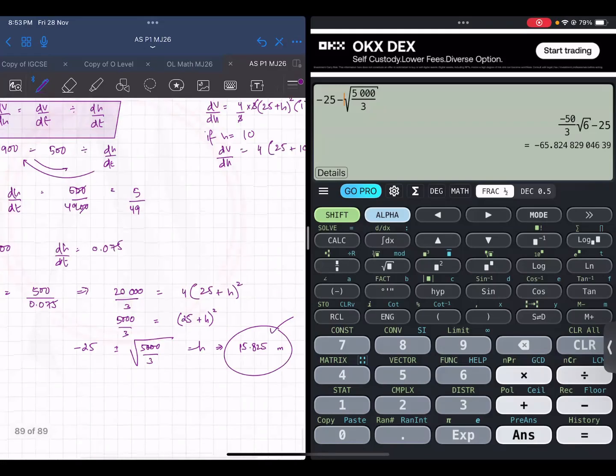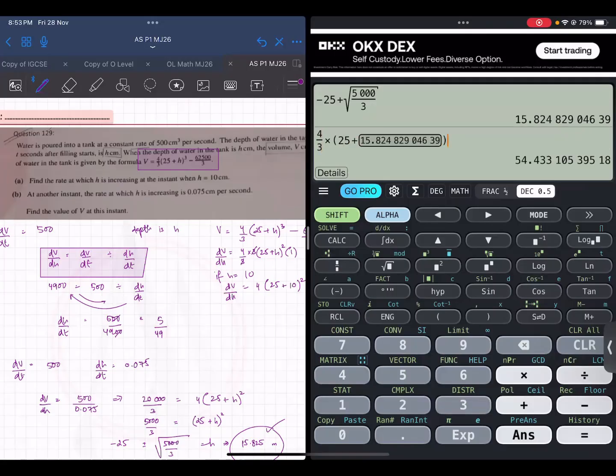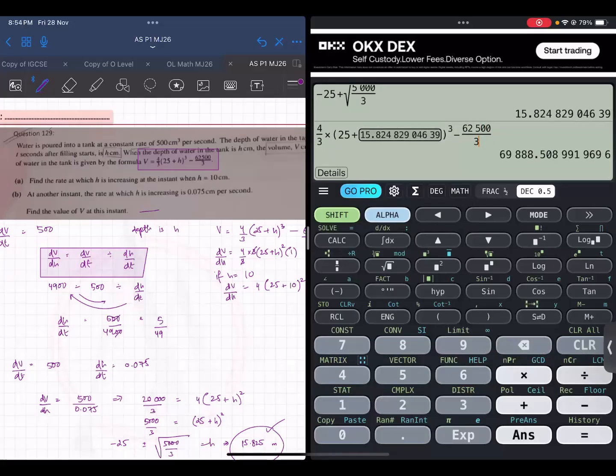And now we find the value of the v using the original formula. That's what they were asking you. So using this answer, this is your answer. 4 upon 3 into 25 plus answer cube minus 625,000 upon 3. This is your answer. Correct to three significant figures if you round it off. This is the value of the volume.